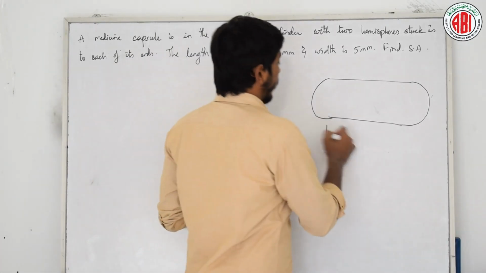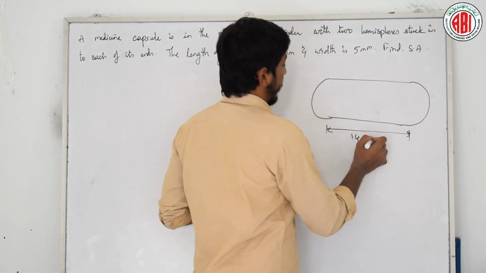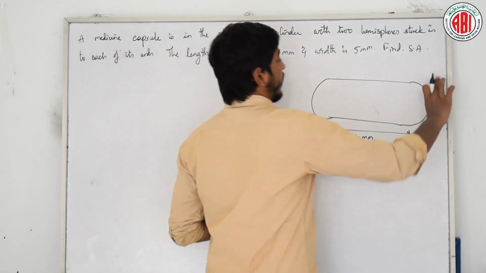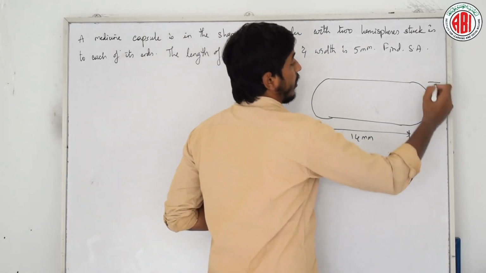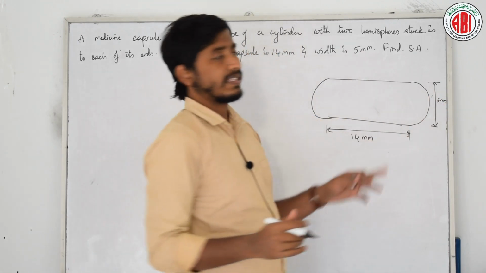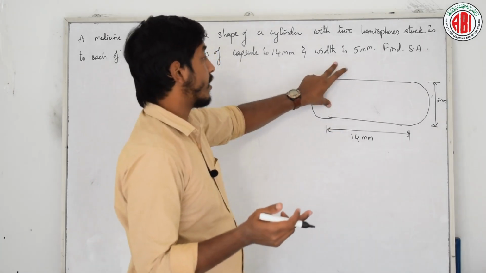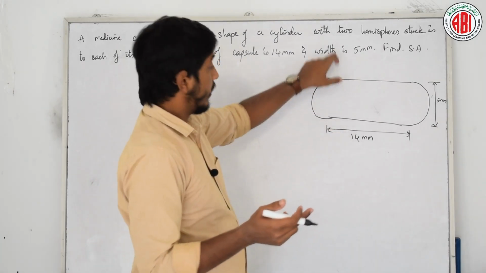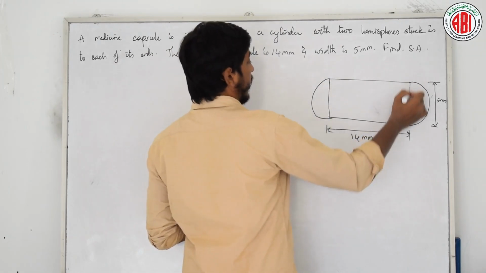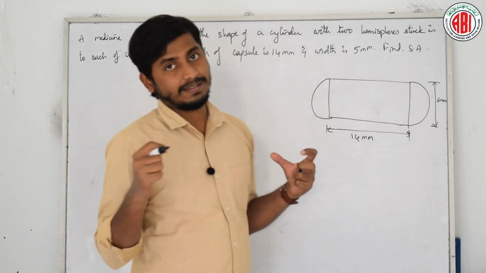That is, from here to here, the length is 14 mm. And he is telling that the width is 5 mm. This is the width, from here to here, the width is 5 mm. He's asking us to find the surface area. How do we find it? The total surface area will be the surface area of the cylinder plus the surface area of the two hemispheres.